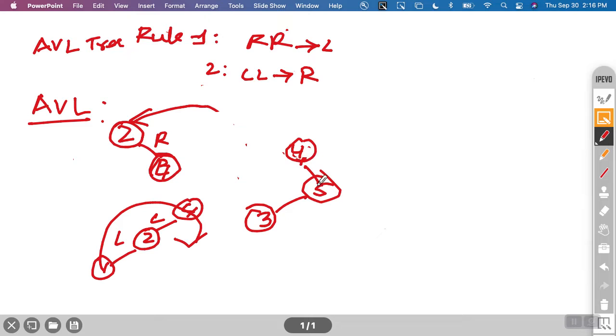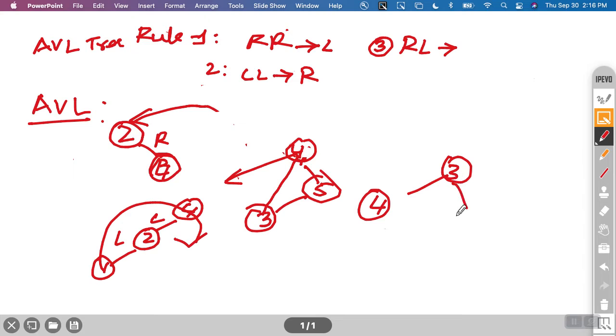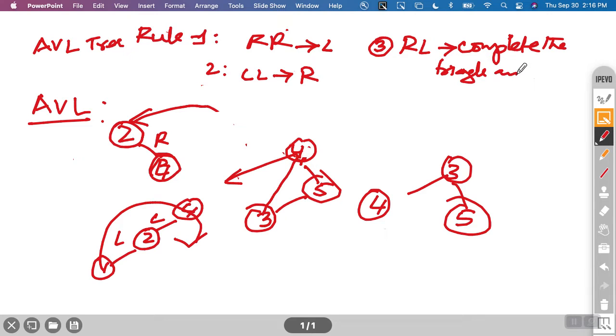So this is a right and left rotation. So case 3, for right and left, I said make it like this and this. Complete the triangle and move and make it. Then 3 will come over here, and then 4 will be here, and then 5 will be here. So how do we express it? We say complete the triangle and swap.